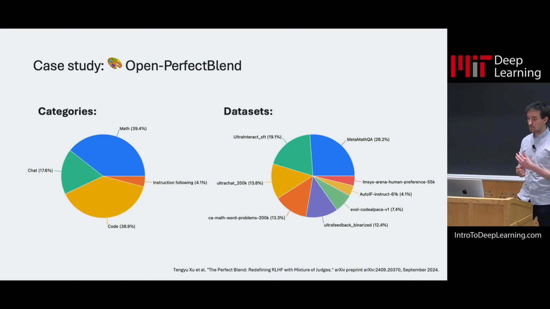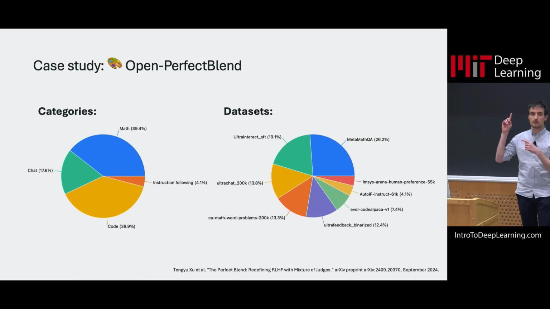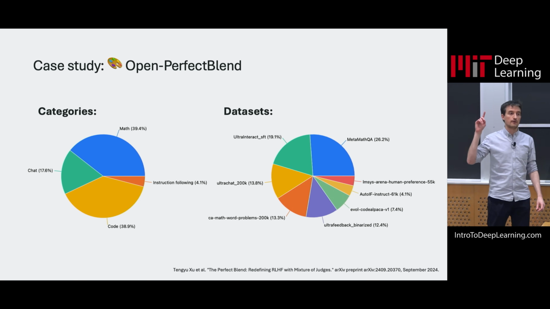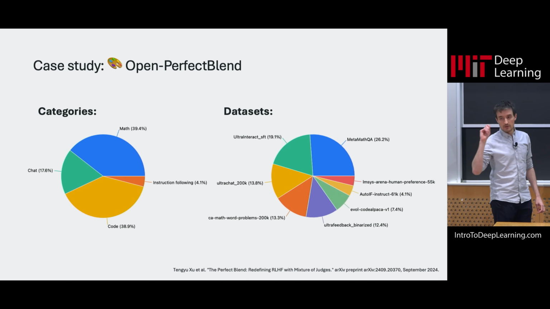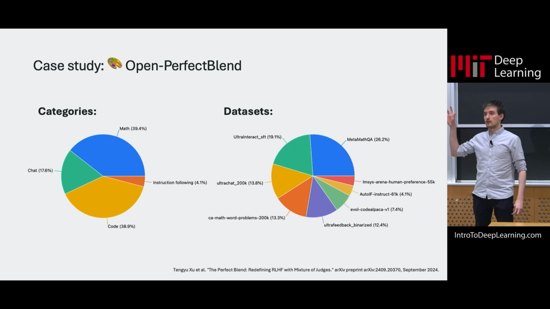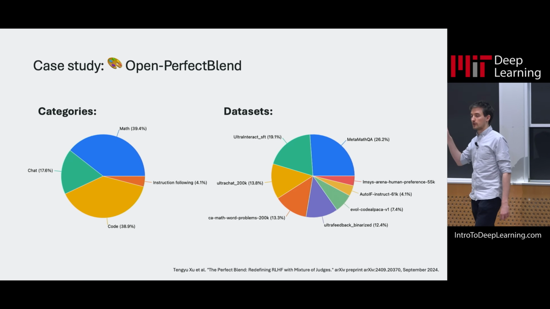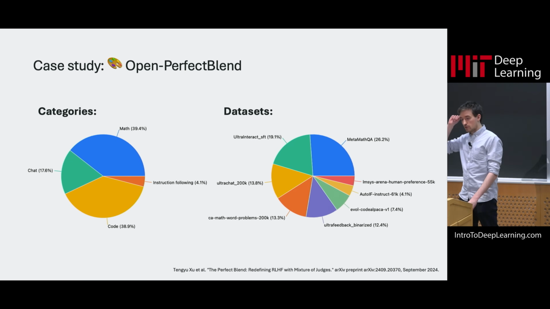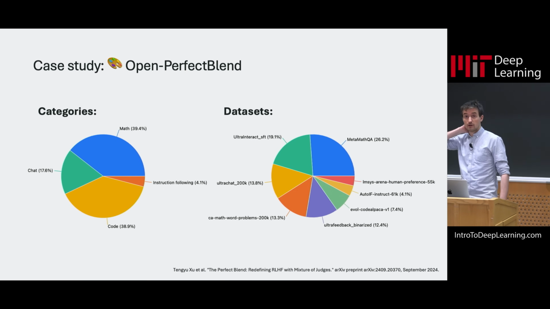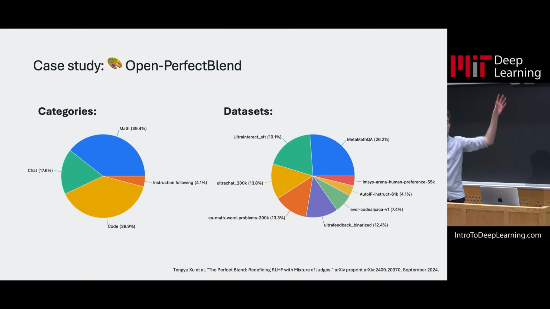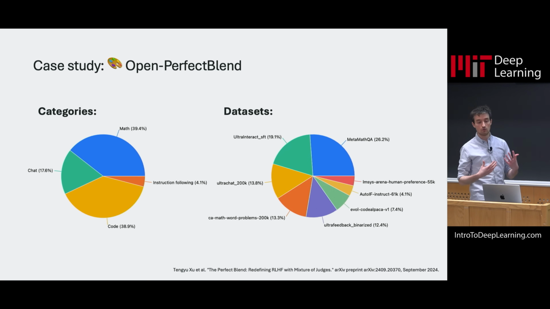As a case study, here's Open Perfect Blend. This is an open source version of the Perfect Blend dataset. This is something I've made by combining different datasets that are available on Hugging Face. And you can see here, I think the most interesting part is about the categories to give you an idea of the mixture that you want.